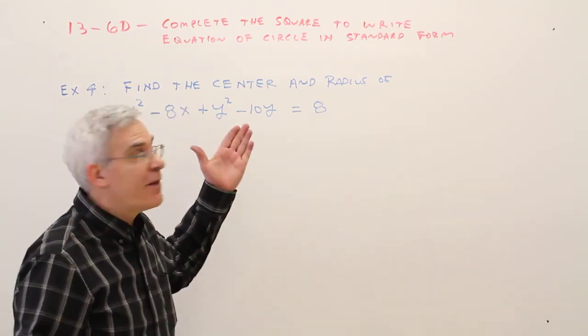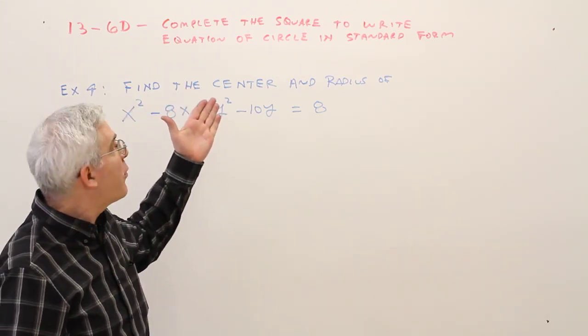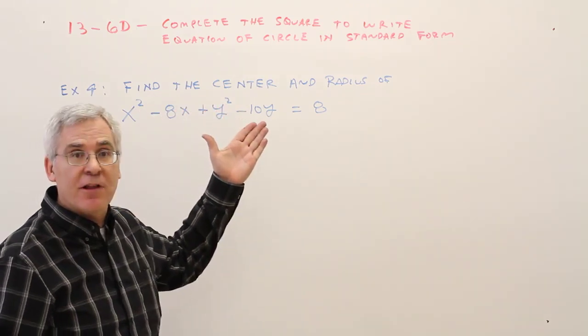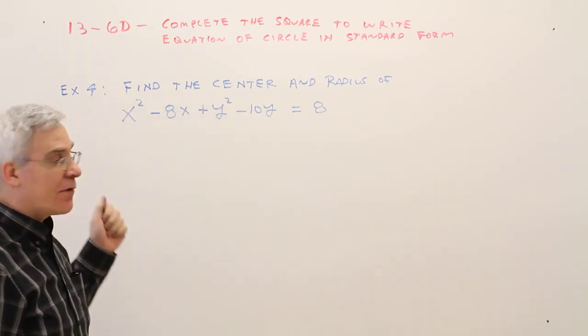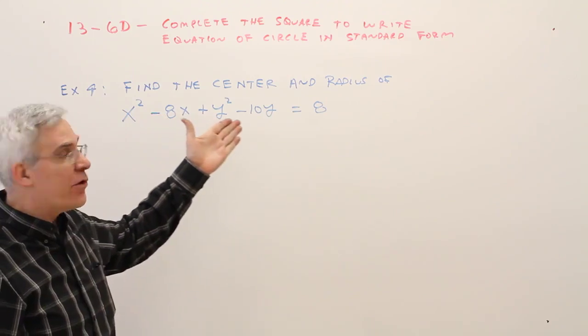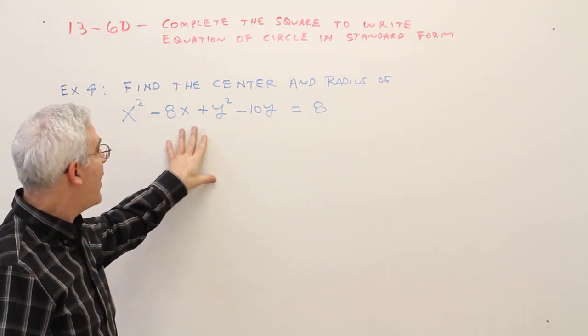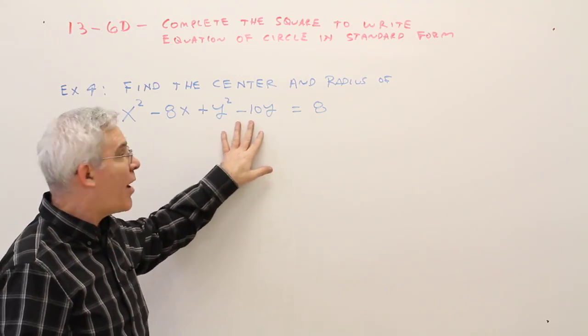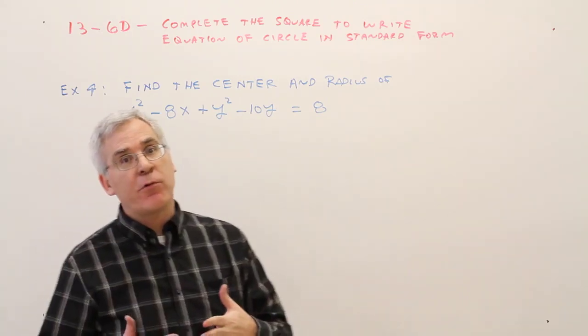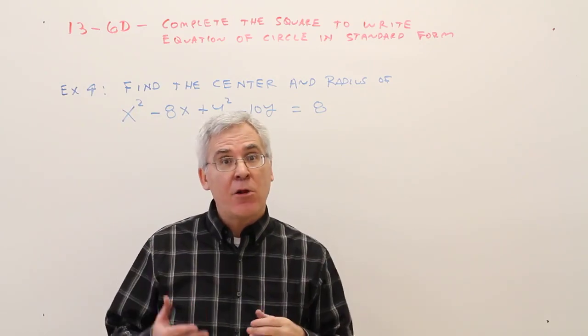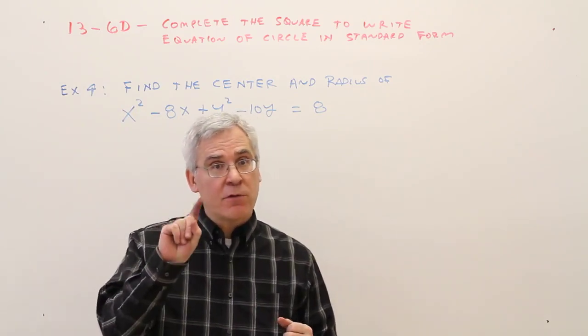Welcome to video 13.6d. Complete the square to write the equation of a circle in standard form. All right, here's example 4. Find the center and radius of the circle given by this equation, x squared minus 8x plus y squared minus 10y equals 8. All right, so recall for completing the square, it only works when the lead coefficient is 1.